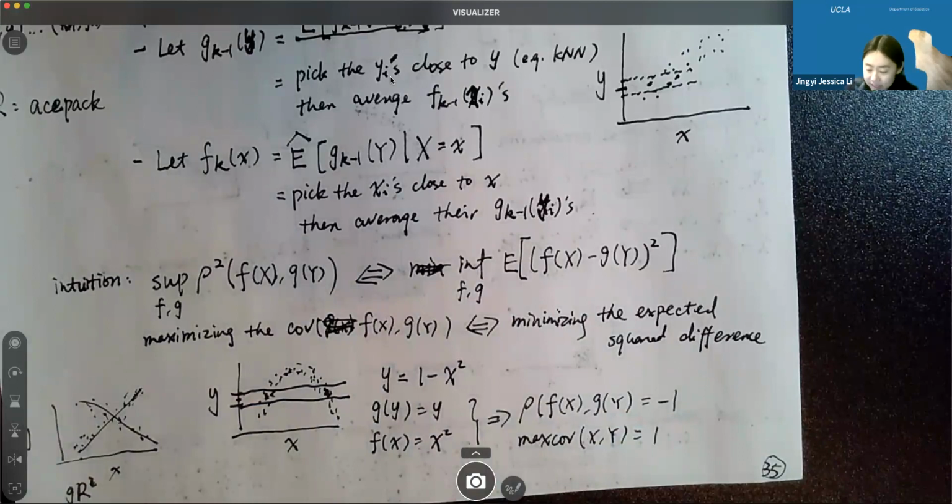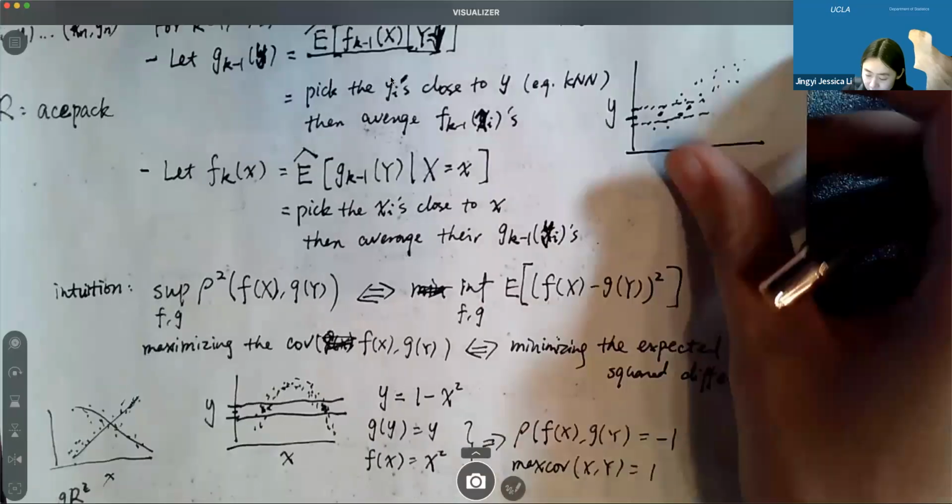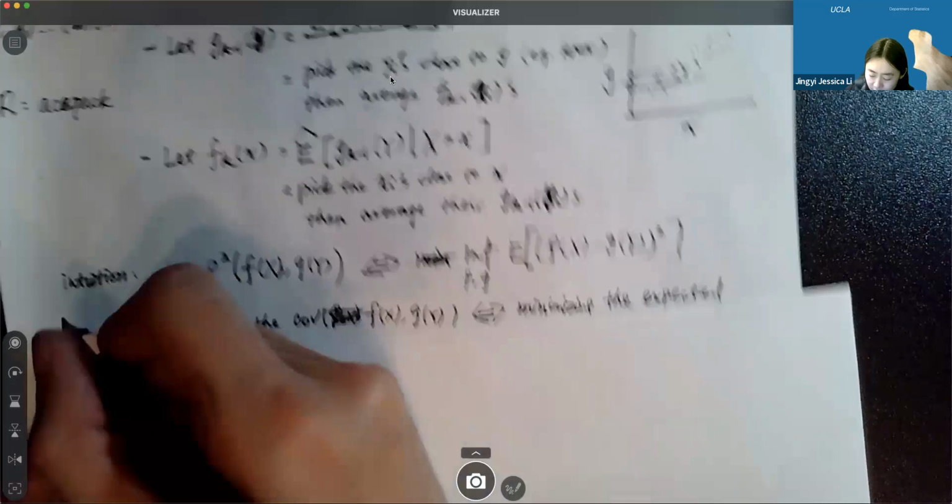Okay, so this is the maximal correlation and its algorithm. Then I'm going to talk about another interesting correlation. This is called distance correlation.